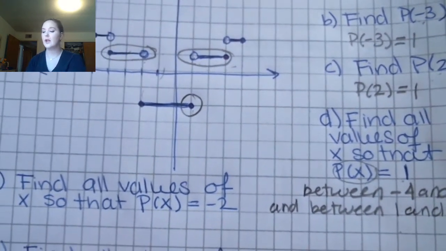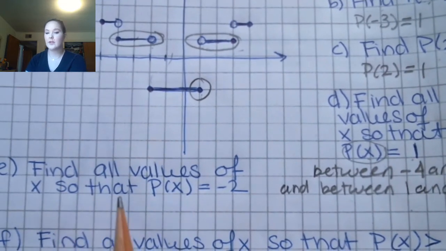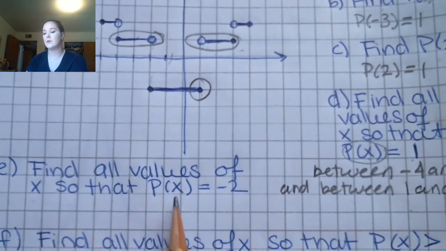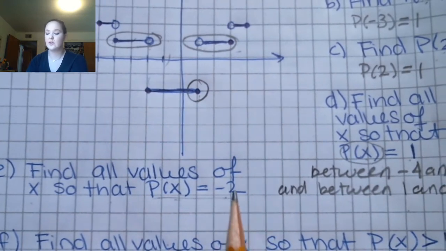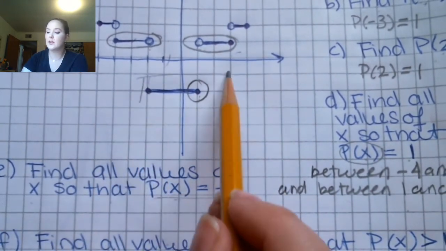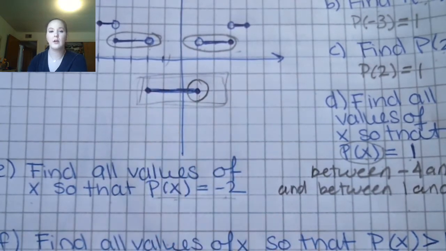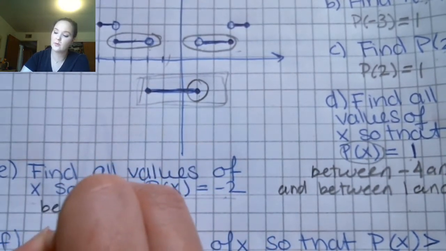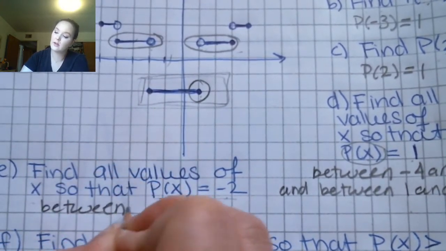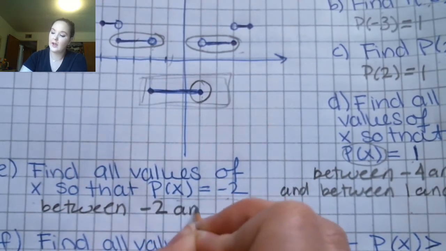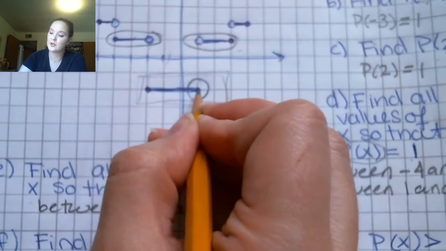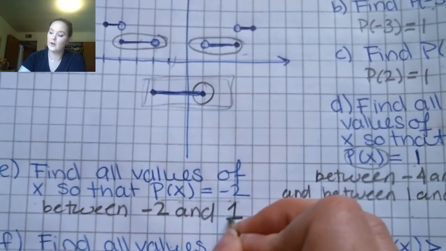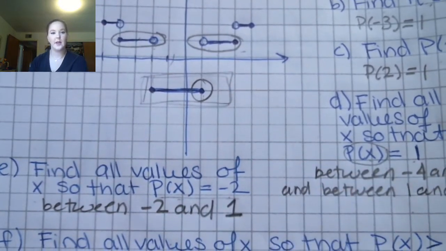Okay, so let's do that again. Okay, so this time find all the values of x so that p of x is -2. Okay, so they're giving us the y value -2. So when we look at our graph, that's going to be this part. Okay, and then we're going to list all of the x values that go with that. So that's going to start at -2. So between -2 and, right, so they go right up to this point, which is 1.